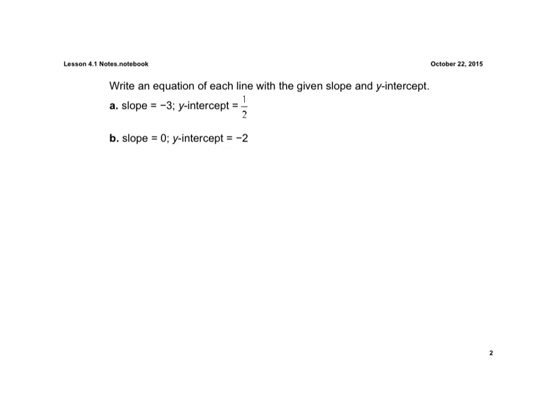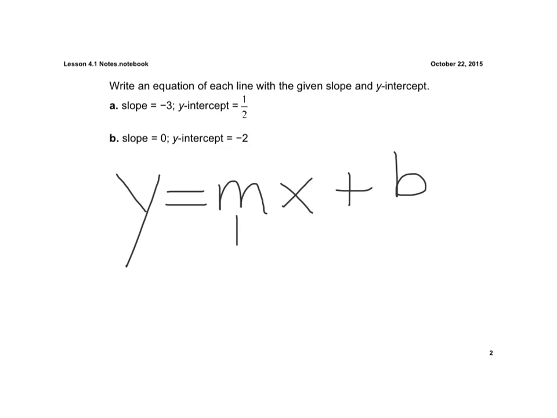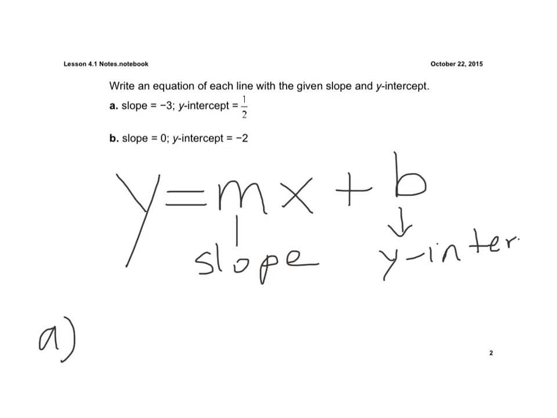First thing we want to do is write an equation of each line with the given slope and y-intercept. Now remember, slope-intercept form is y = mx + b, where m is our slope and b is our y-intercept. So if we look at letter A, the slope is -3 and the y-intercept is 1/2. So we go y equals, the slope of -3 times x plus the y-intercept of 1/2.